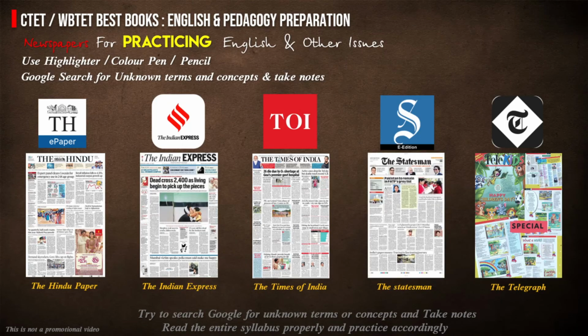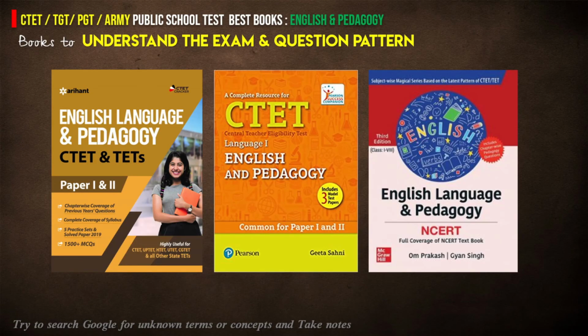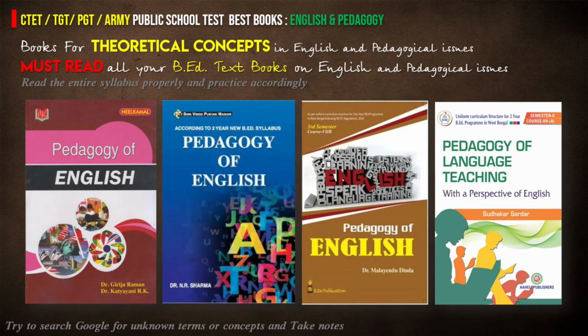You must try reading good English content like editorial articles. You can buy any newspaper from The Hindu, The Indian Express, Times of India, Statesman, The Telegraph, etc. Or just try to read articles daily on your mobile app. You must have this collection, that is the Oxford English Dictionary. And this is the world's most trusted dictionary. So these are all the best books for general English and pedagogical issues.